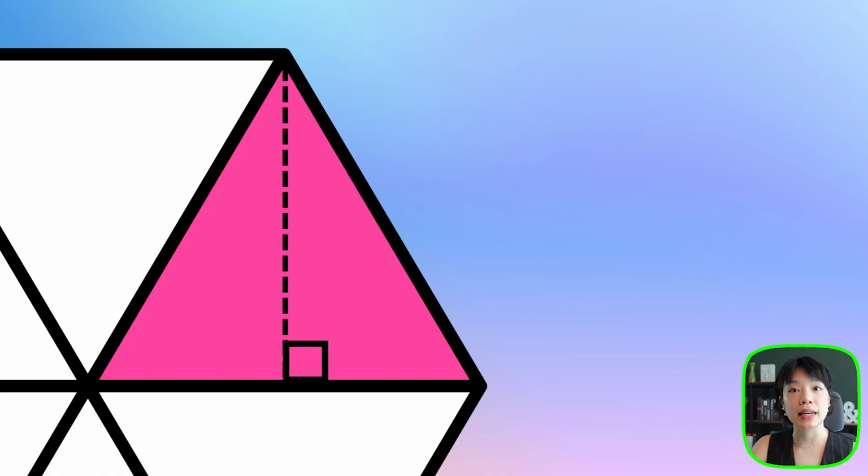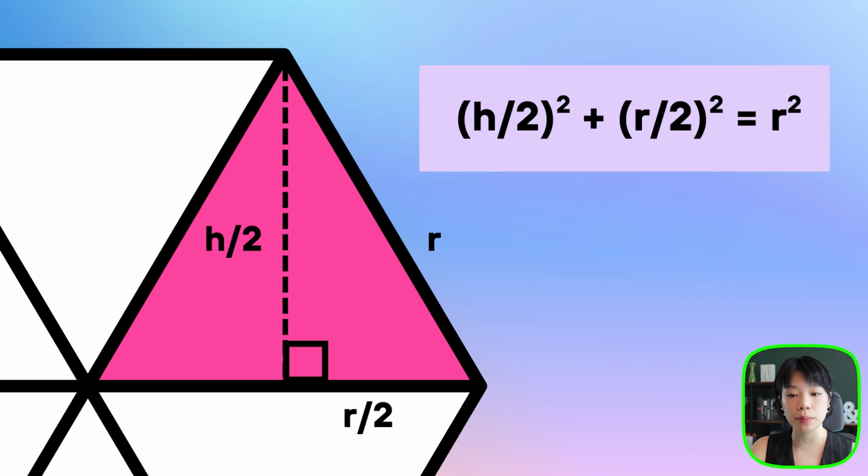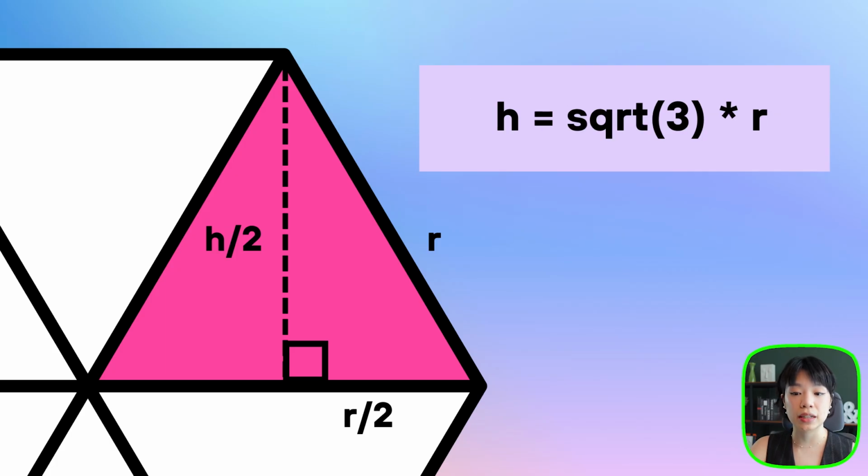If we slice it in half, we get a right triangle. And as you can see here, the hypotenuse has a length of r, the base is r divided by 2, and then the vertical side, which is half of the height that we're looking for. Using the Pythagorean theorem, a squared plus b squared equals c squared, and in this case, (h/2) squared plus (r/2) squared equals r squared. We can solve for h, and h, or height, is equal to the square root of 3 times r.